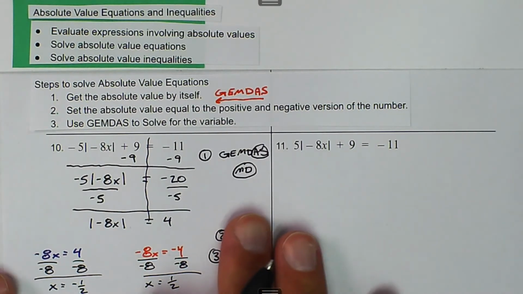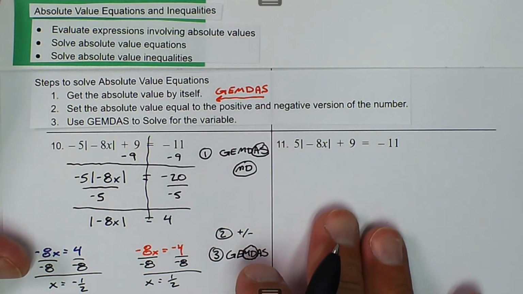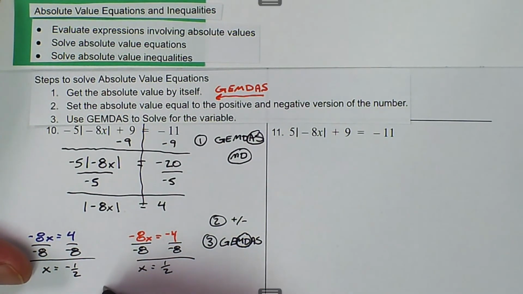So then our solution for this one, we get the set, x equals the set of -1/2 and 1/2.